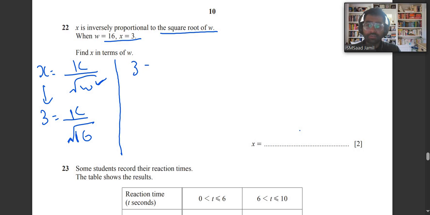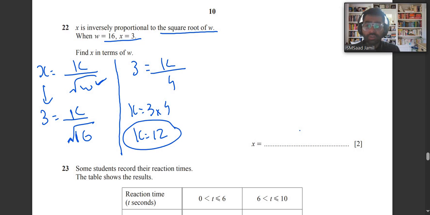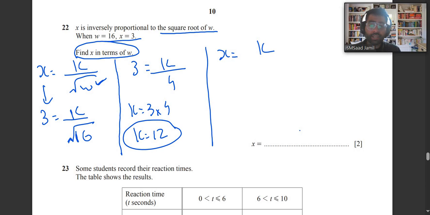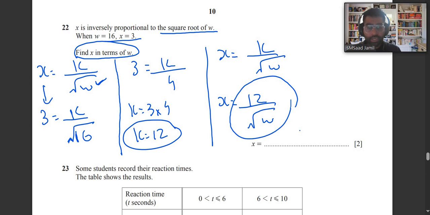Anyways, 3 is equal to k upon under root of 16, which is 4. K is equal to 3 multiplied by 4. K is equal to 12. Now the question is find x in terms of w. So x in terms of w was x is equal to k upon under root w. But now since I have the value of k, I will say x is equal to 12 upon under root w. You will write this answer, 12 upon under root w.